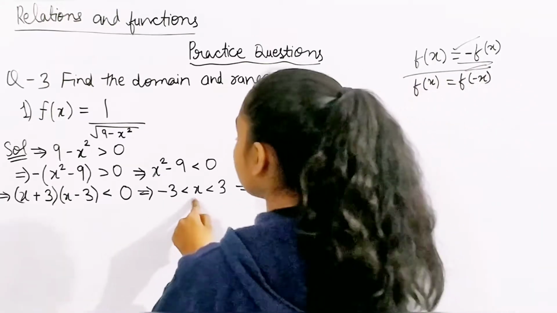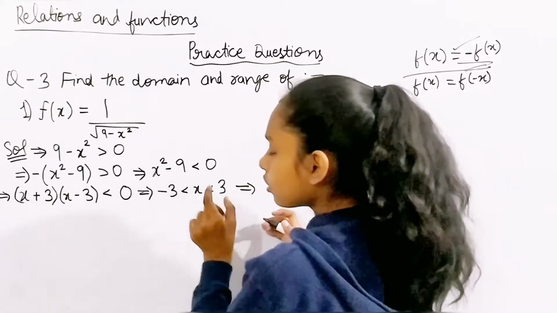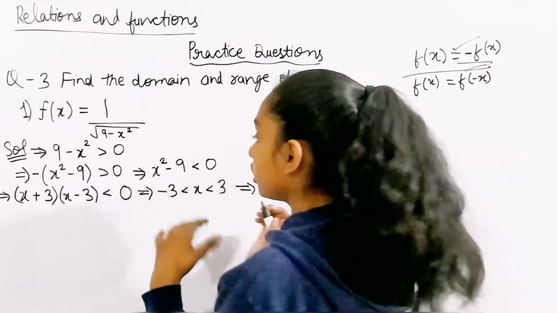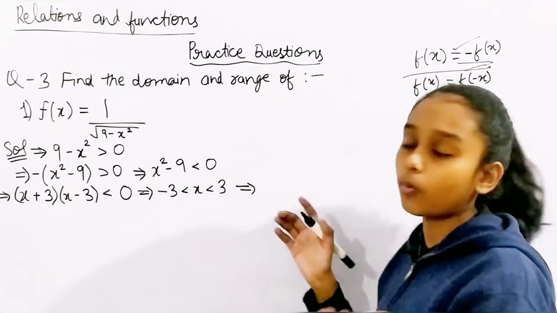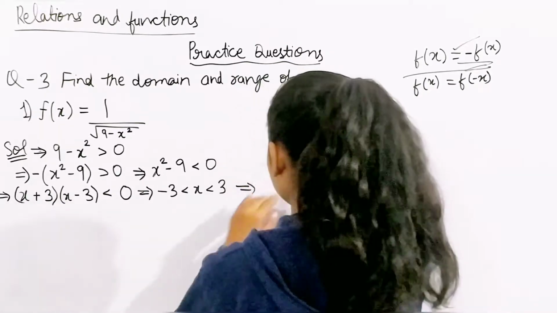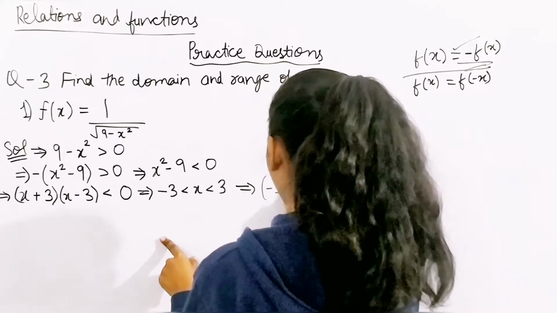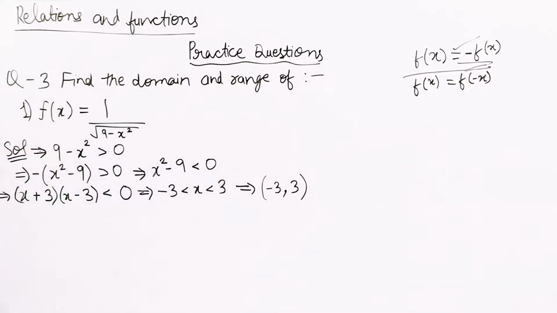So it's negative 3 less than x, and x is less than 3, which means that these two numbers are not included. So I'm going to use an open interval, to understand it clearly, okay? It's going to be negative 3, comma 3. Just have a look, these two values will not be included.